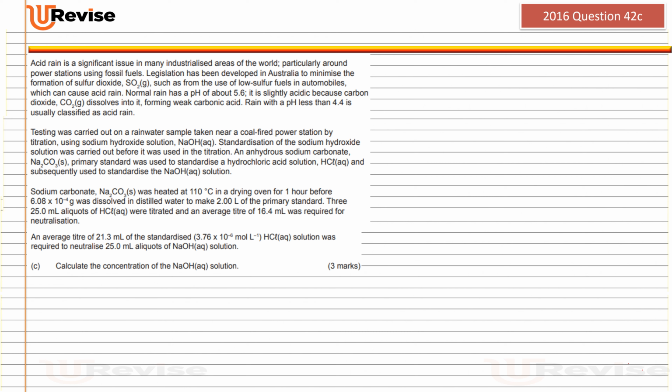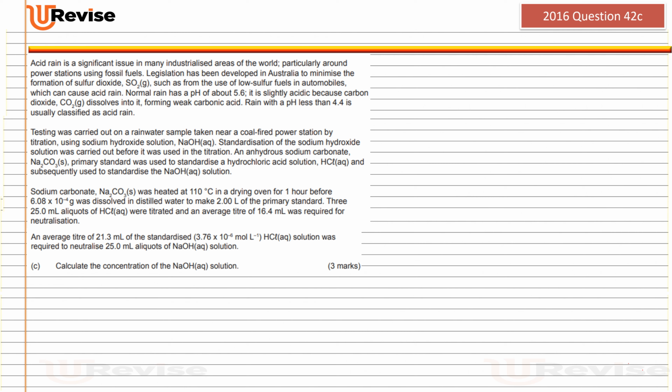So a standardization of the sodium hydroxide solution was carried out before it was used in the titration. An anhydrous sodium carbonate primary standard was used to standardize hydrochloric acid solution and subsequently used to standardize sodium hydroxide solution. Sodium carbonate was heated at 110 degrees in a drying oven for 1 hour before 6.08 grams was dissolved in distilled water to make 2 liters of the primary standard.